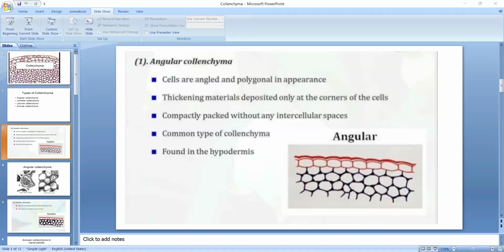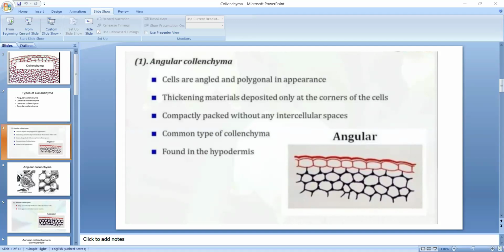Okay, angular collenchyma. Which slide is there? Please tell me, anybody. Angular collenchyma is there now. Yes, madam. Okay, okay.